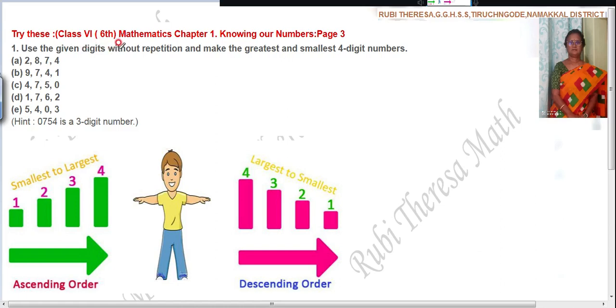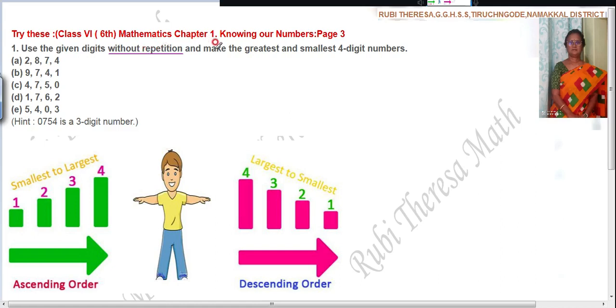Given digits without repetition. What is given? Without repetition. So you should not repeat the number. You have to write the number only once. One time only you have to write the number. Without repetition, that is the meaning.